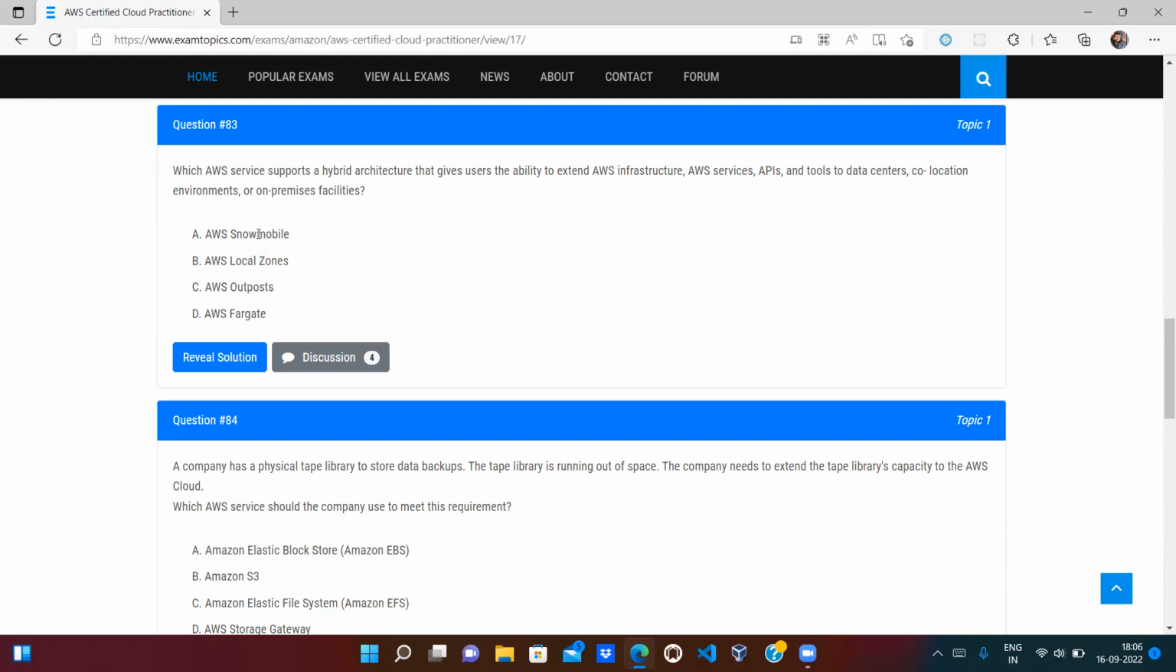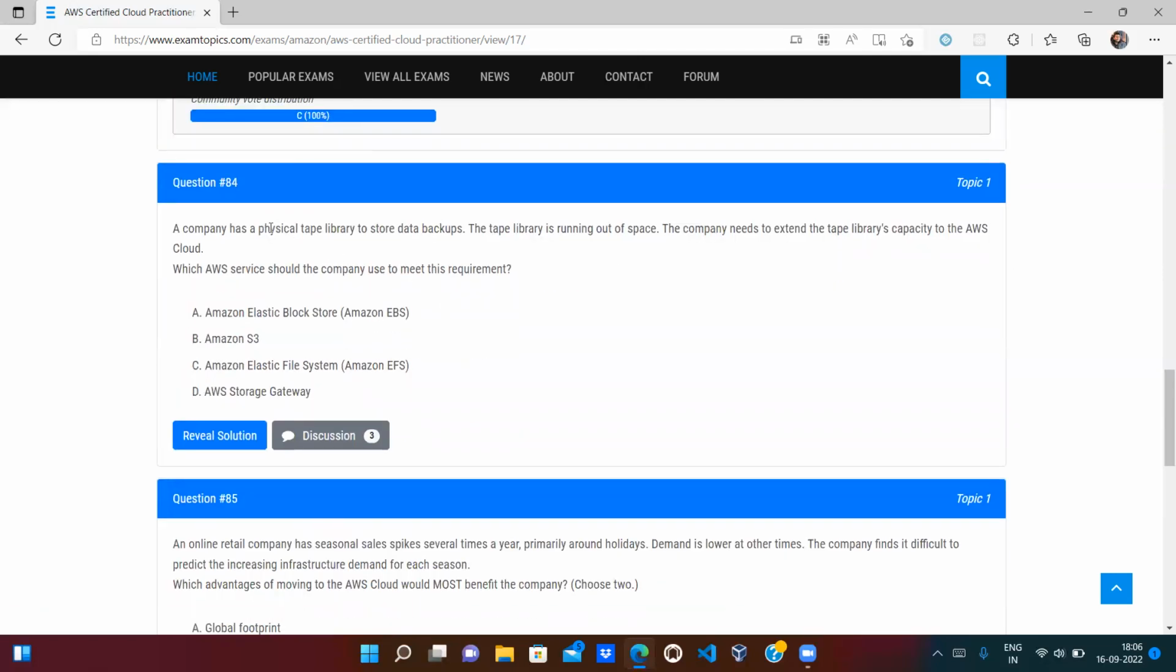Snowmobile is just to transfer the data. Fargate is to run Docker containers on AWS. Local Zones is to deploy resources within the local zones so that latency is low. But here the answer is AWS Outposts. AWS Outposts supports the hybrid architecture. So option C looks correct.